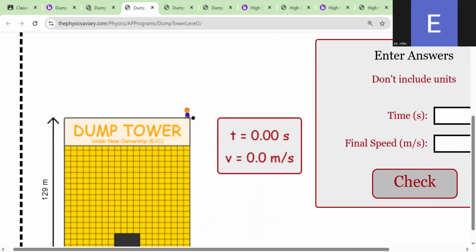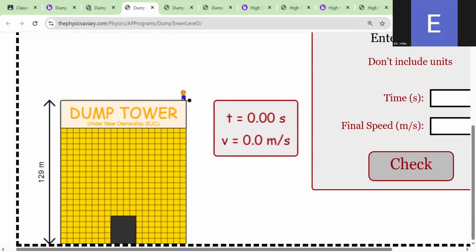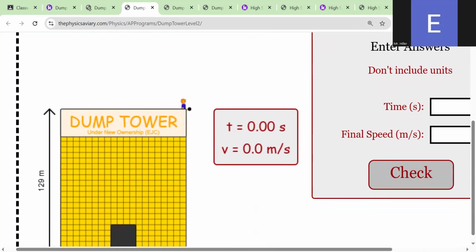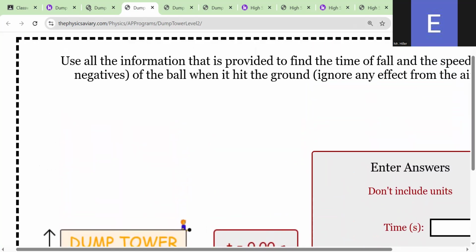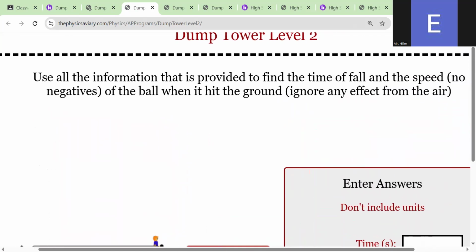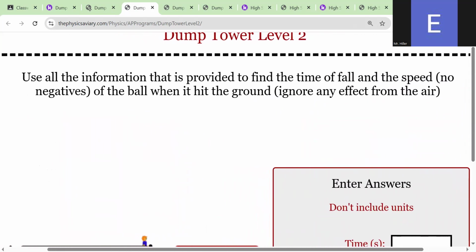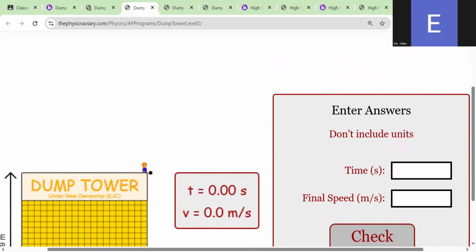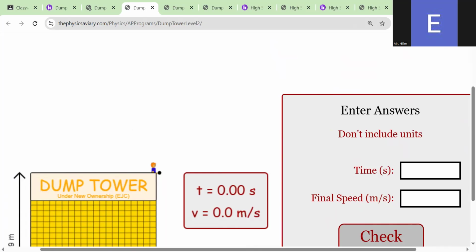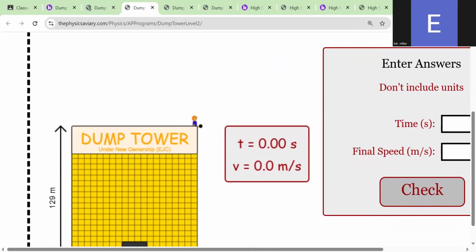Well, you can see we have a height of the tower of 129 meters. It says using all the information provided to find the time. This time we have to find the time and we have to find the final speed. So let's list our information. We know the displacement is 129.